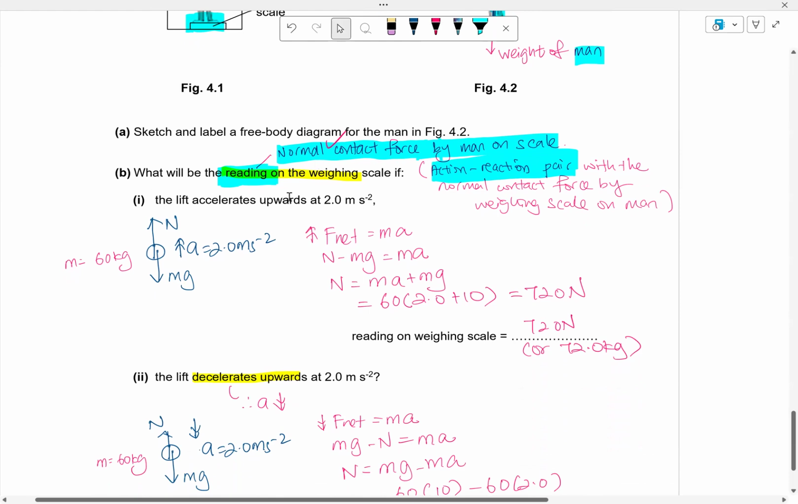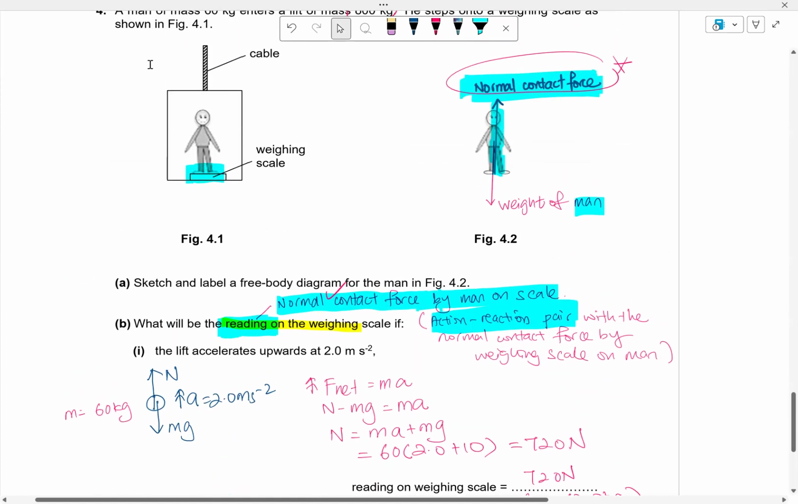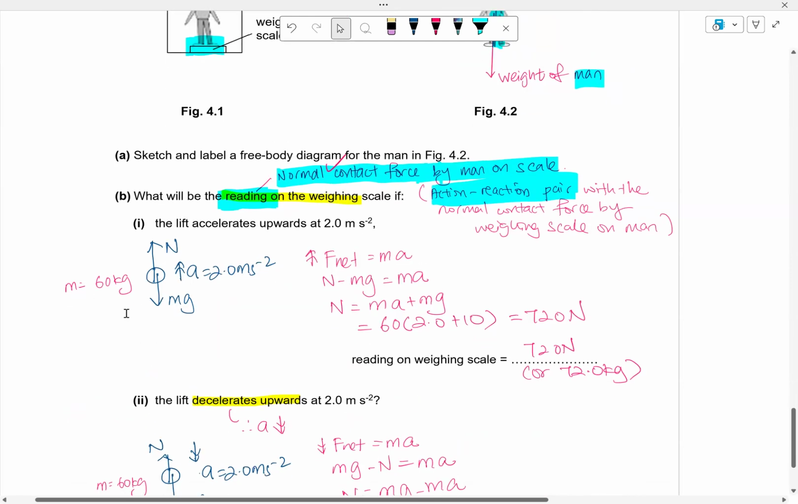What if the lift accelerates upwards at 2 meters per second square? Now, if the lift accelerates upwards, then the man who is inside the lift will accelerate together with the lift. So if I look at the free body diagram of the man, now that he is accelerating upwards, the normal contact force by the weighing scale on him must be larger than his weight, right? So taking upwards as positive, I get normal contact force minus the weight equals m multiplied by 2. Rearranging, you should get 720 newtons.